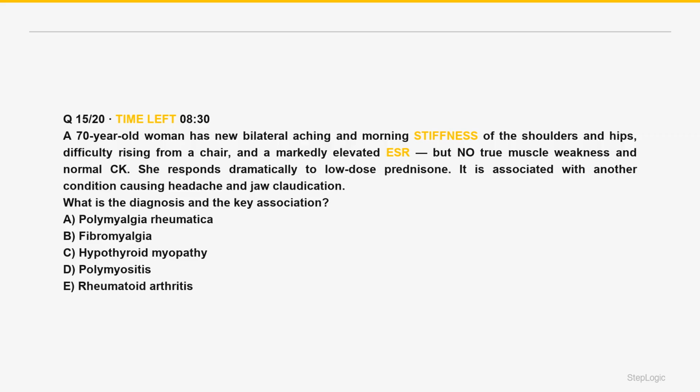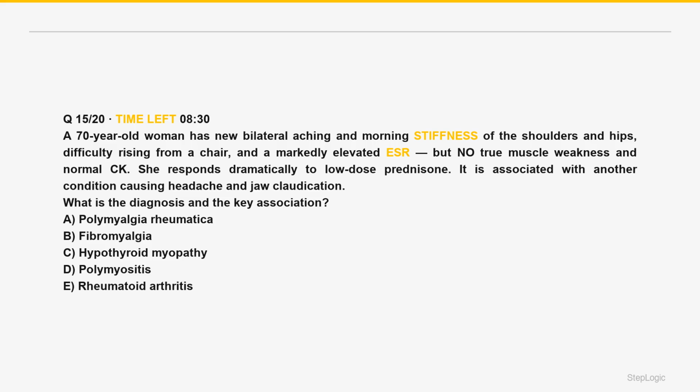What is the diagnosis and the key association? A 70-year-old woman has new bilateral aching and morning stiffness of the shoulders and hips, difficulty rising from a chair, and a markedly elevated ESR, but no true muscle weakness and normal CK. She responds dramatically to low-dose prednisone. It is associated with another condition causing headache and jaw claudication.